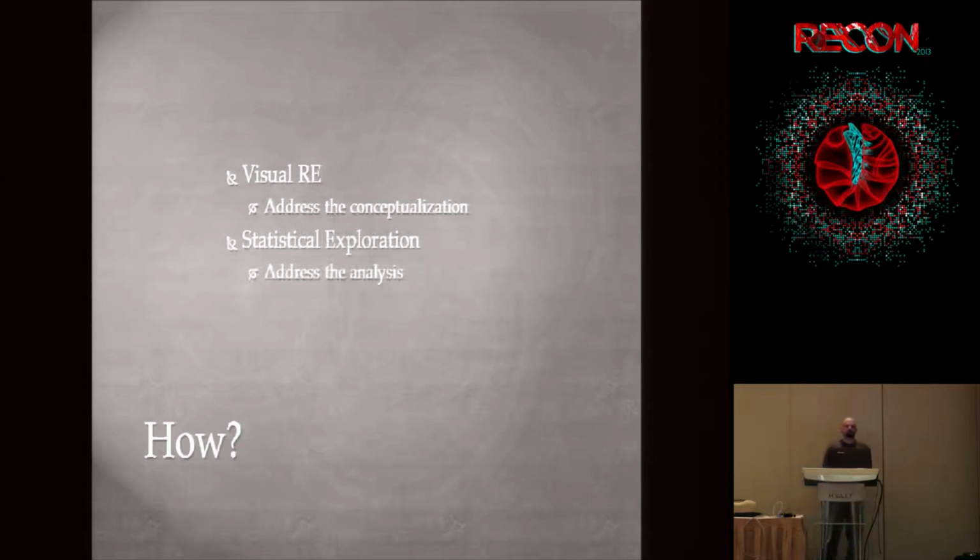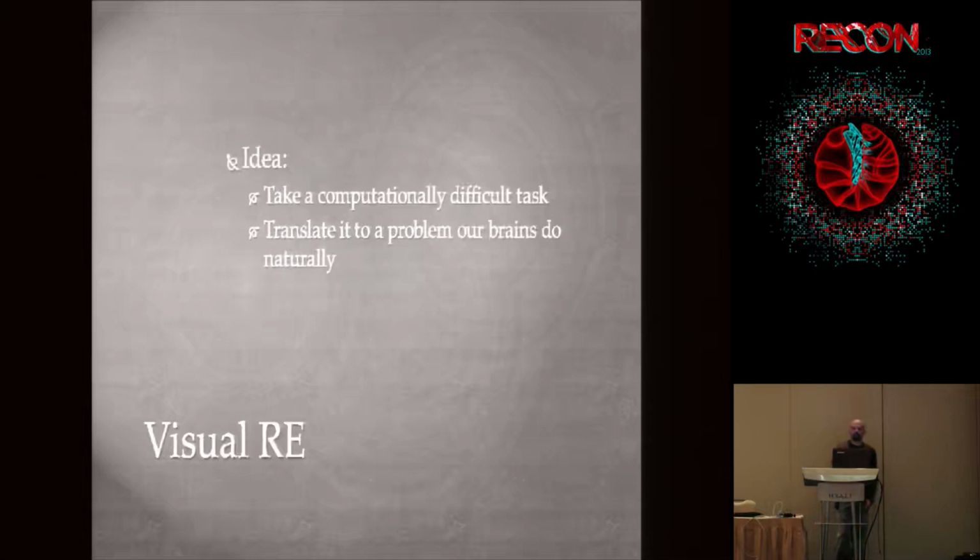I want to address the issue of visual RE today to see how we can conceptualize binary information in a better way. The fundamental idea we're going to approach here is that we can take a computationally difficult task, like conceptualizing 10 billion ones and zeros, and translate that into a problem our brains do better. Obviously our brains are not designed to handle binary information. What our brains are very good at is handling visual information. We've got incredibly powerful visual cortexes, so we want to translate binary information into something we're really good at.